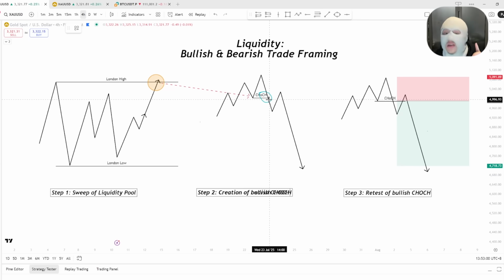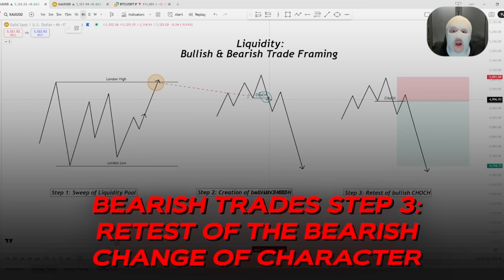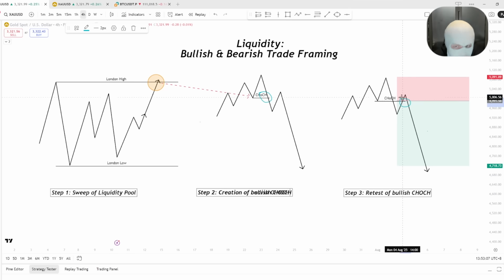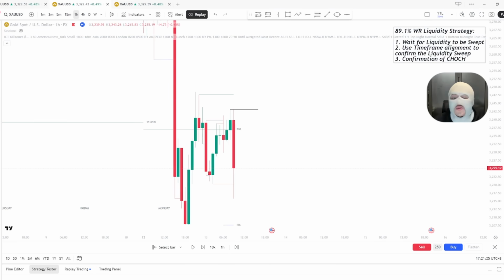This confirms the sweep. Step 3, look for a retest of the bearish change of character, with stops above the most recent swing high that has just been created, and target the opposing end of liquidity. With these rough examples out of the way, let's get into actual trade examples and how you can use this strategy effectively on the charts.